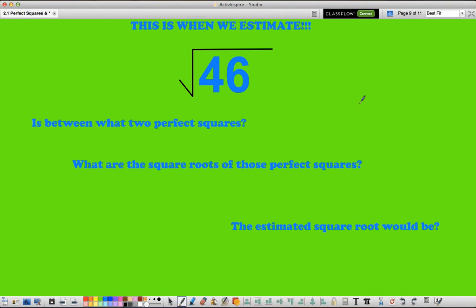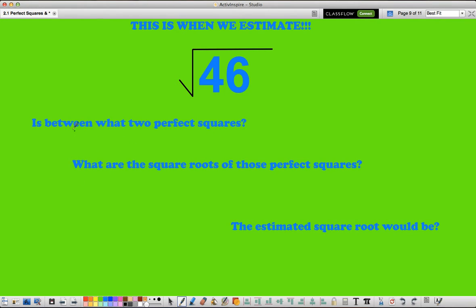All right, well, now what happens when you have a number that's like this? When you look at the square root of 46, if you know your multiplication facts, you know right off the bat that this doesn't work. And I don't want to say that there's not an answer, but there's not an answer that's going to have an end. It's going to give you a decimal that goes on forever, which we know is an irrational number.